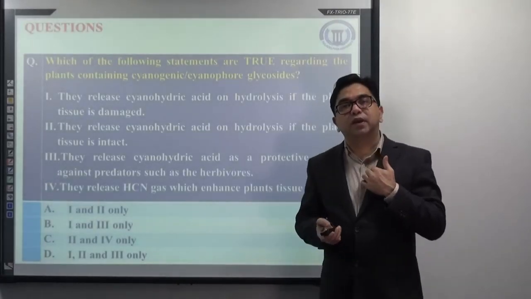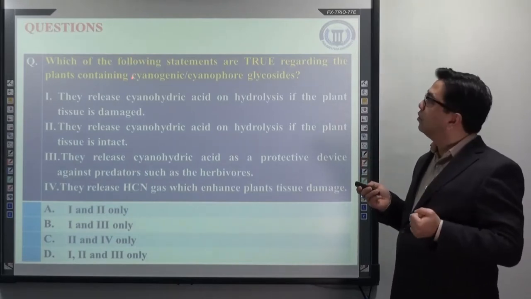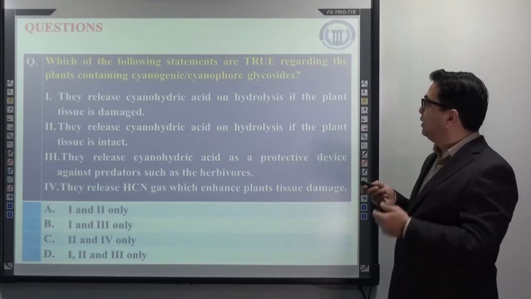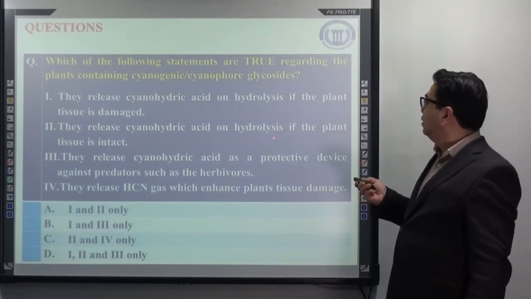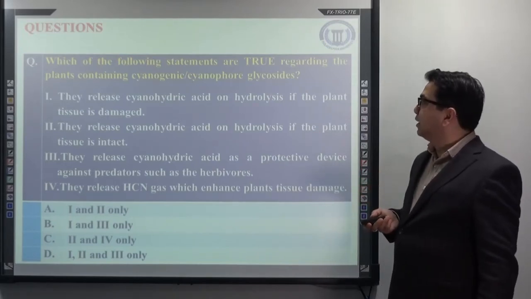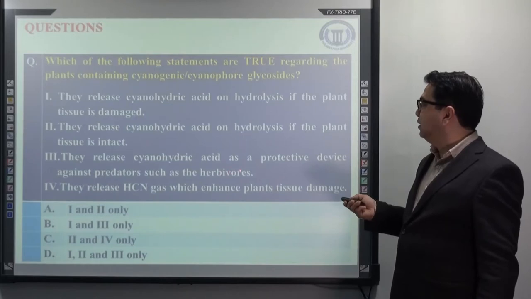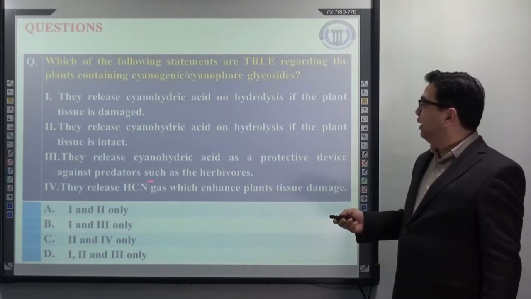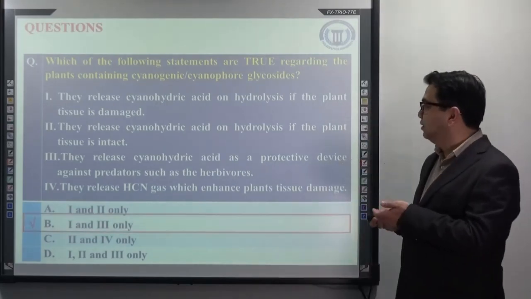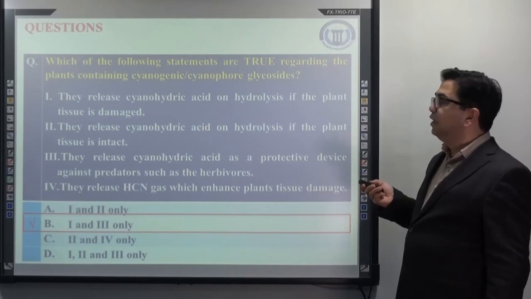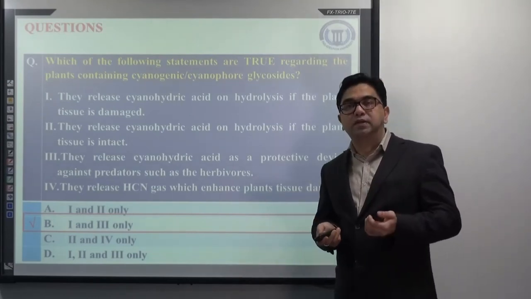Now, before I go further, I would like to ask a question here. Let me see if you can answer. Which of the following statements are true regarding plants containing cyanogenic or cyanophore glycoside? Option 1: they release cyanohydric acid on hydrolysis if the plant tissue is damaged. Option 2: they release cyanohydric acid on hydrolysis if the plant tissue is intact. Option 3: they release cyanohydric acid as a protective device against predators such as herbivores. And option 4: they release HCN which enhances plant tissue damage. So which are the correct options? The correct options are 1 and 3. They release it when there is damage to the plant tissue in order to protect the plant from predators or other organisms.